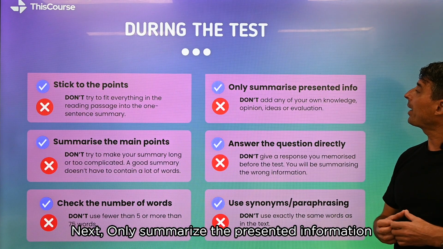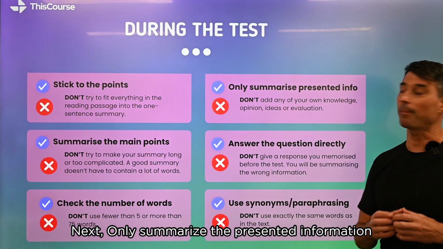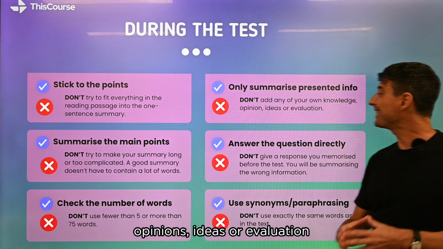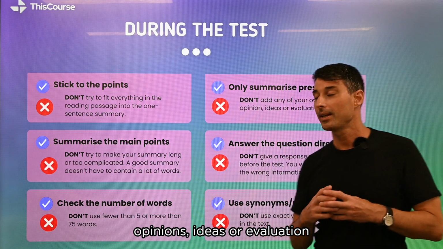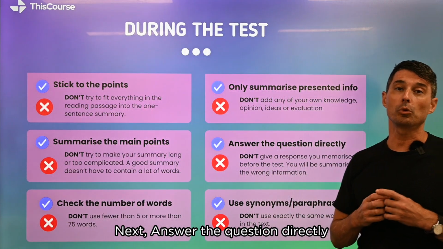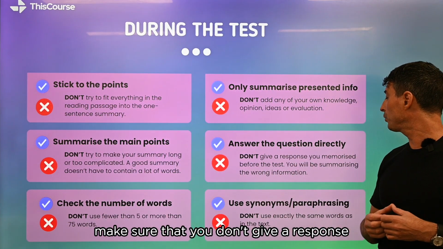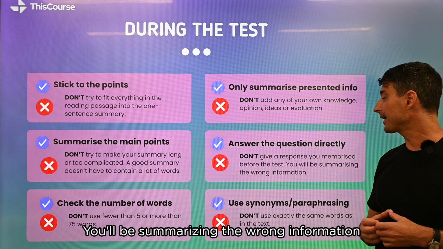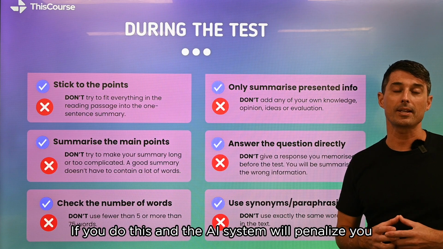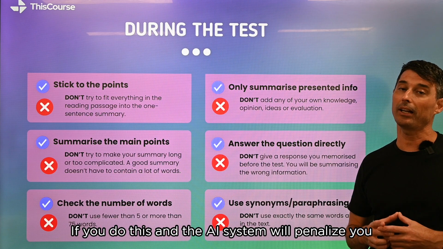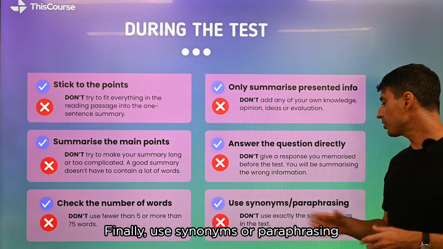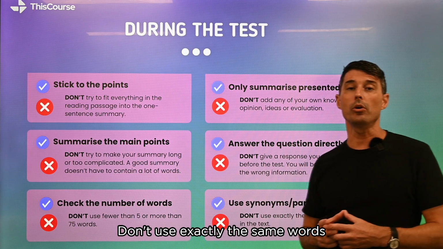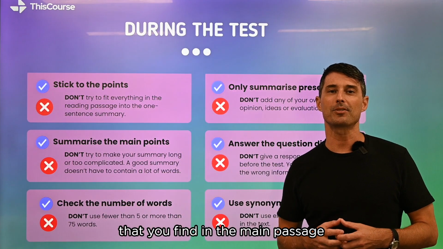Next, only summarize the presented information. Make sure you don't add any of your own knowledge, opinions, ideas, or evaluation. Next, answer the question directly. Make sure that you don't give a response you memorized before the test. You'll be summarizing the wrong information if you do this, and the AI system will penalize you. Finally, use synonyms or paraphrasing. Don't use exactly the same words that you find in the main passage.